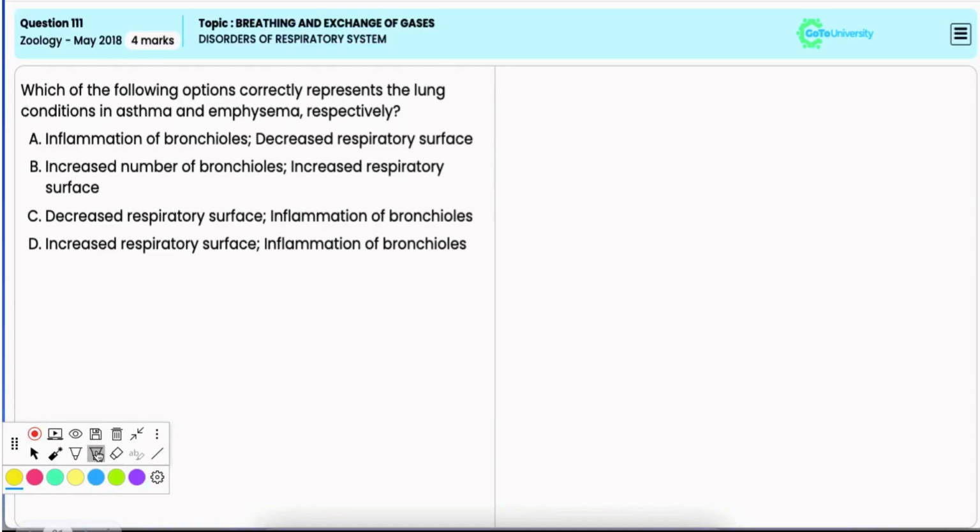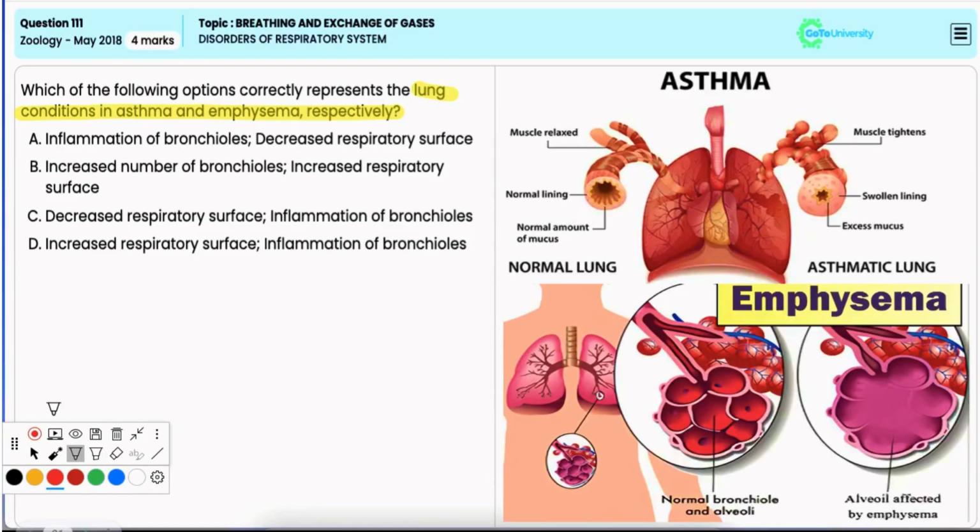In this question, you have to identify the lung conditions in asthma and emphysema respectively. Option A, inflammation of bronchioles, decreased respiratory surface. Now in asthma, there is inflammation of the bronchioles and constriction of airways, making it difficult to breathe.